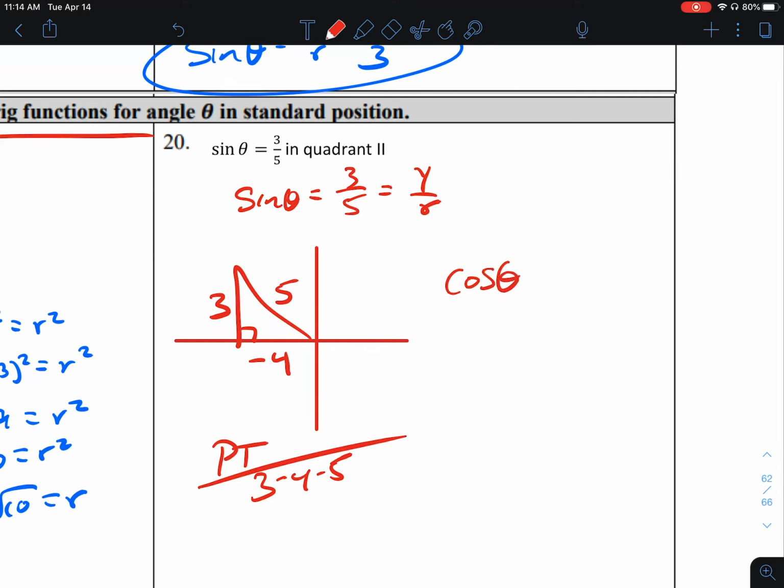So what is cosine of theta? Well, it's x over r. What is tangent of theta? It is y over x. So this is going to be -4/5 for cosine and 3 over -4 for tangent.